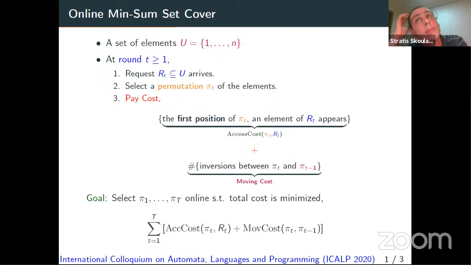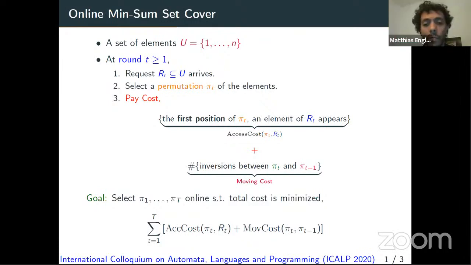Actually, there is a generalization of the problem, the generalized min-sum set cover problem, where each request has a different requirement. This is another objective that is already studied, and you pay until the position where the covering requirements of the request are covered by your permutation. So this is a clear generalization of the problem. In case you pay the average position, I have a feeling that the problem is easier, but I'm not quite sure. This is just a guess.